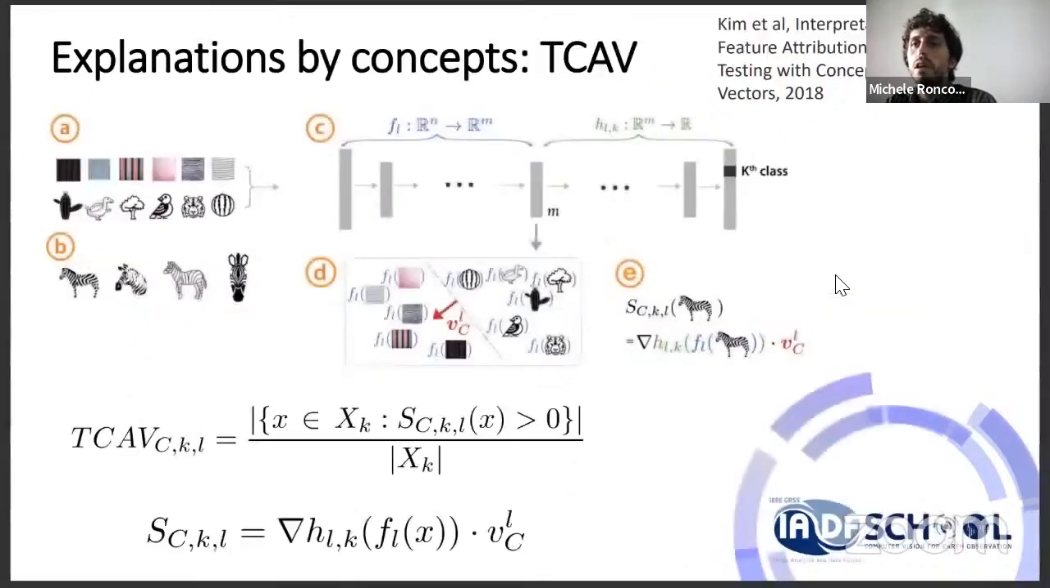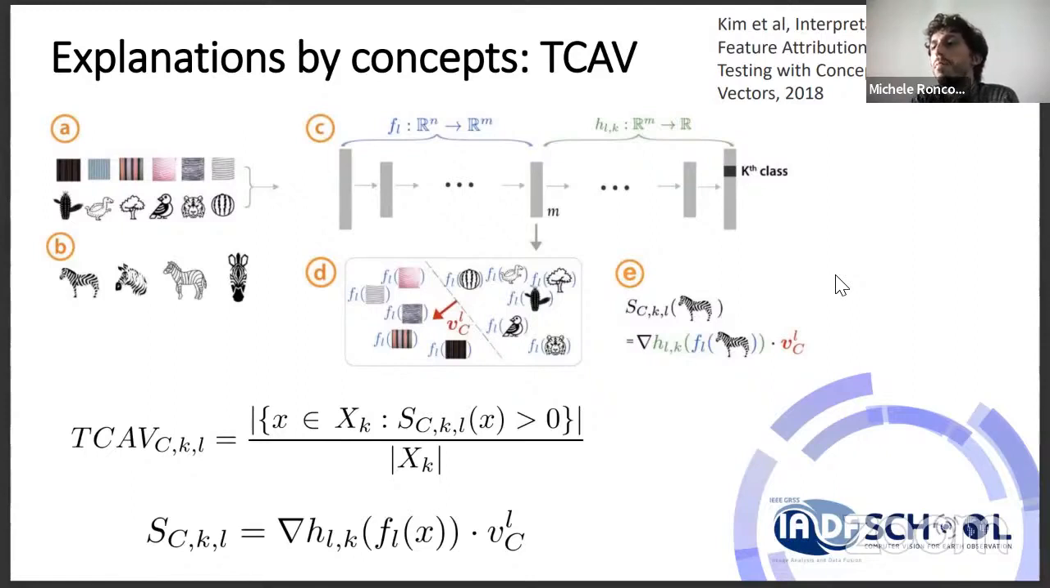A much more advanced, I would say, global explanation, which appeared more recently, is explanation by concept. In this case, the specific name is TCAV, testing with concept activation vectors. And this has also been used in some papers within the Earth observation domain.